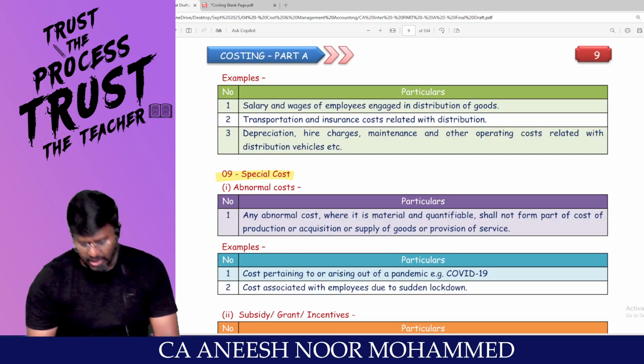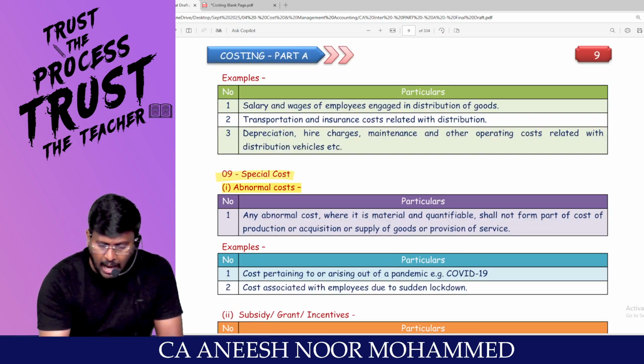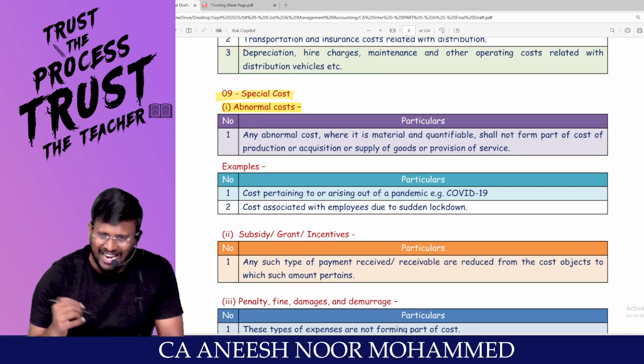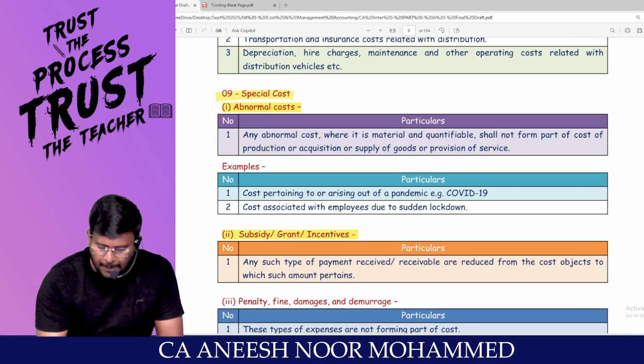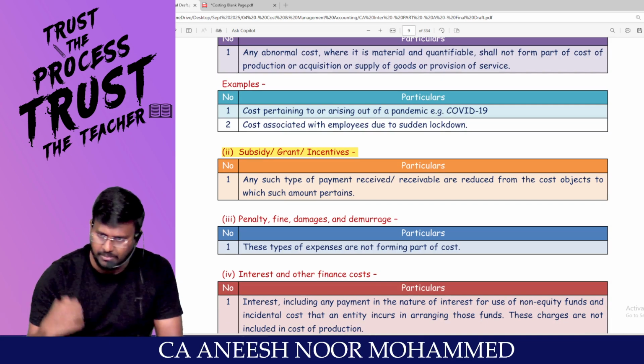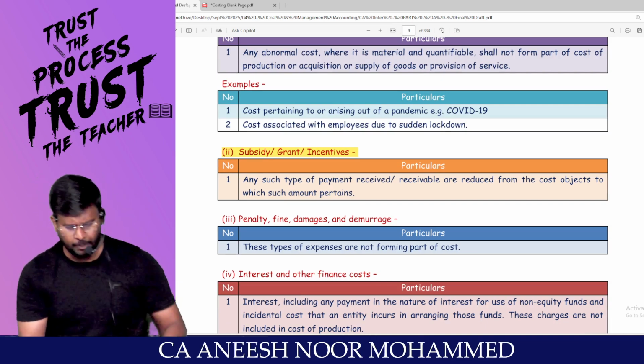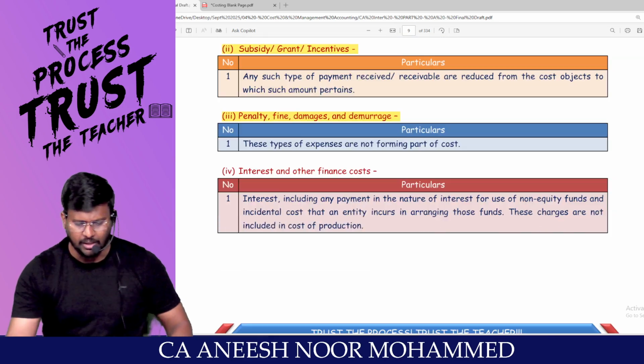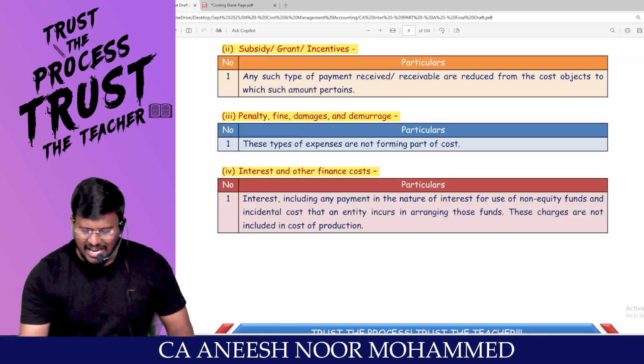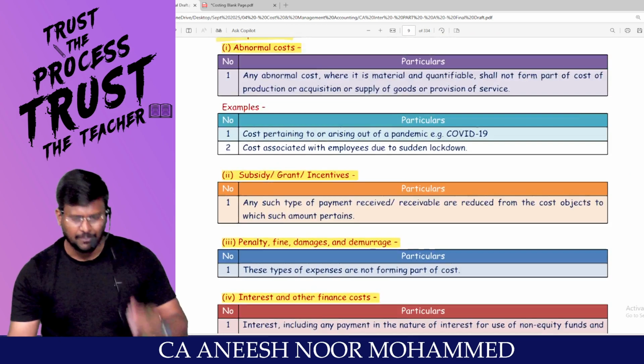And these are special costs. Sometimes we have to incur abnormal costs. How to adjust that abnormal cost? Subsidy or grant or incentive sometimes we will get. Sometimes we are supposed to pay penalty, fine, damages and demurrages. Interest and other finance costs. These and all.